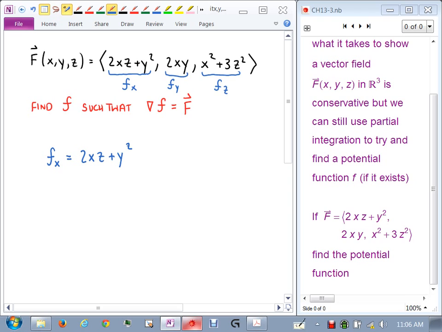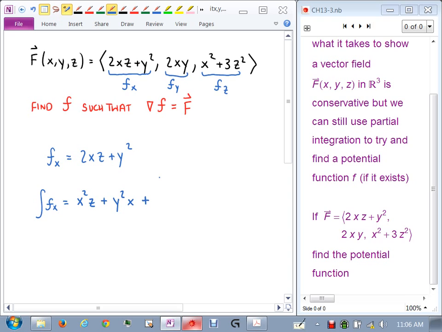And then we integrated that with respect to x. So when I integrate the left side with respect to x, I'm going to get something. But then on the right side, what is the antiderivative of 2xz plus y squared with respect to x? x squared z plus y squared x, and then plus, here's the thing.